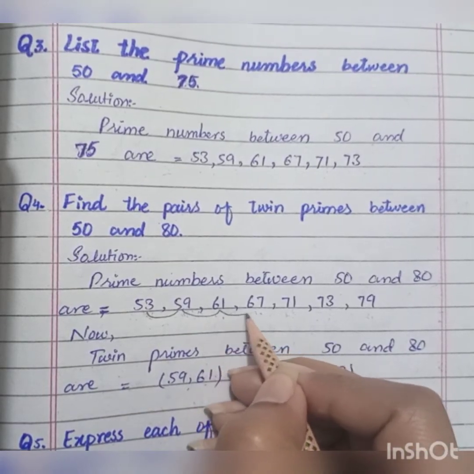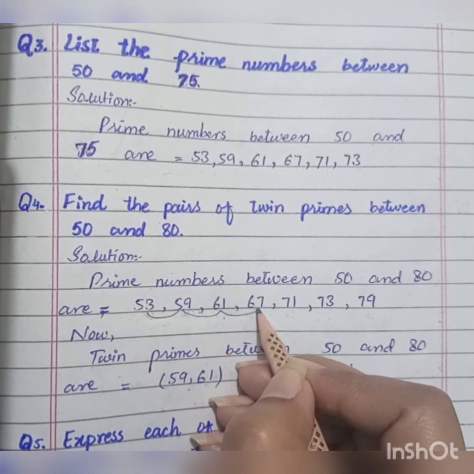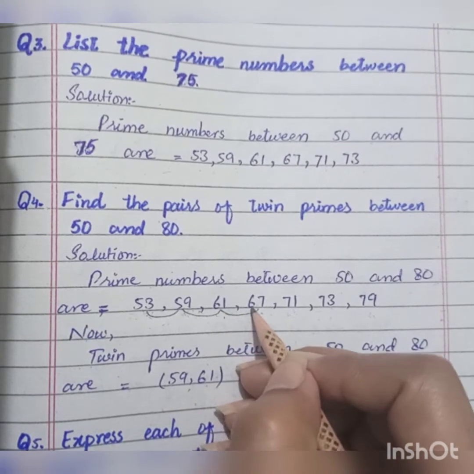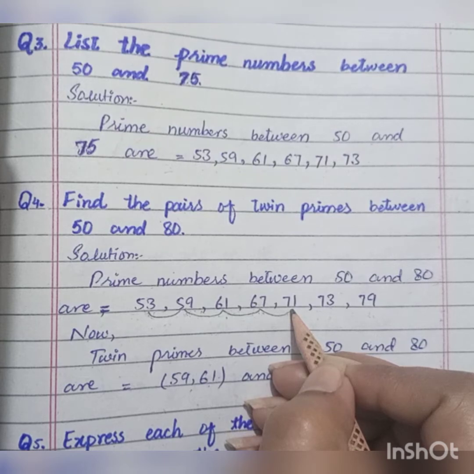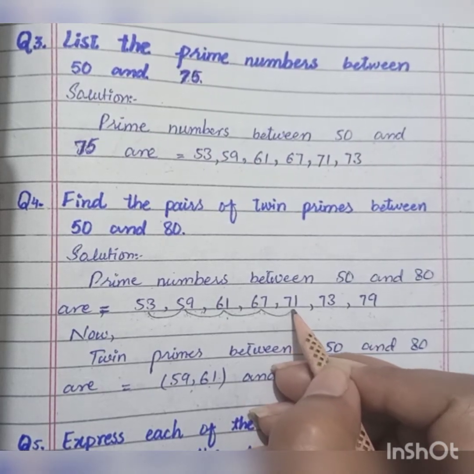Now let's see 67 and 61. The difference is not 2, which means that this is not a pair of twin primes. Let's check 71 minus 67. As 71 minus 67 is not equal to 2, this is also not a pair of twin primes.